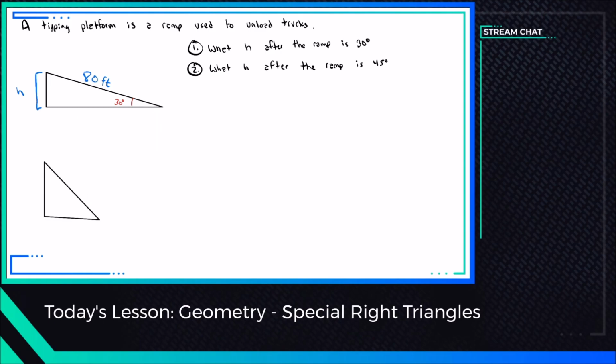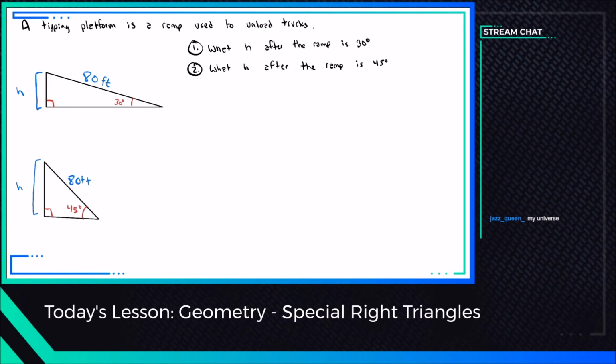And so this is not drawn to scale, by the way. Our H is going to be here. And the thing about this ramp is it has to be perpendicular to the ground, right? So both of these triangles are going to be right triangles. The only difference is one is going to have an angle of 30 degrees. The other one's going to have an angle of 45 degrees. So we're going to focus on the 30-degree one first, this one on top.